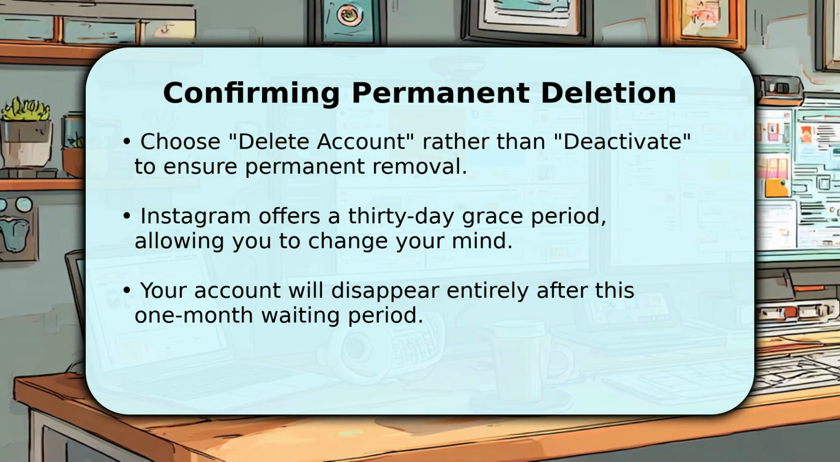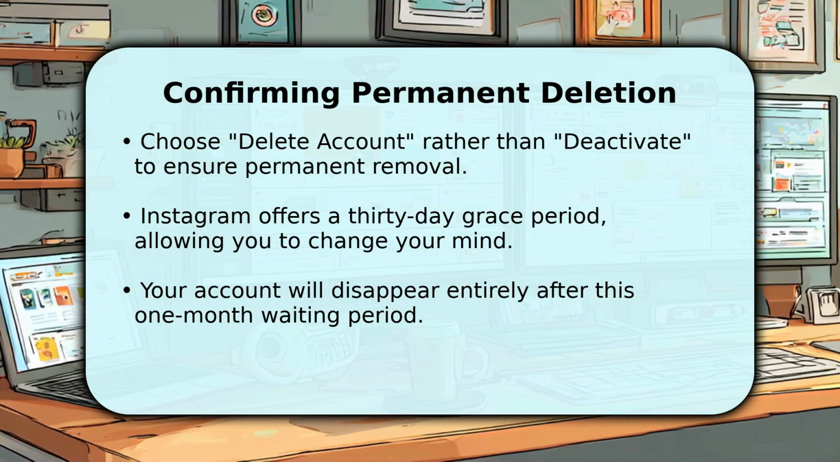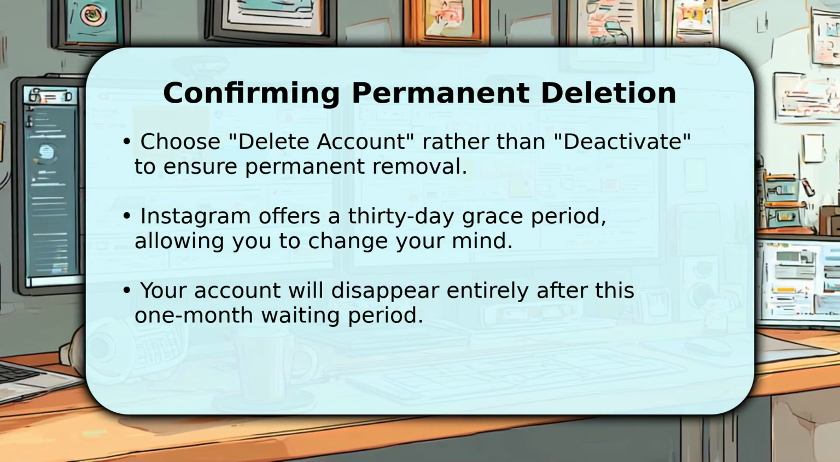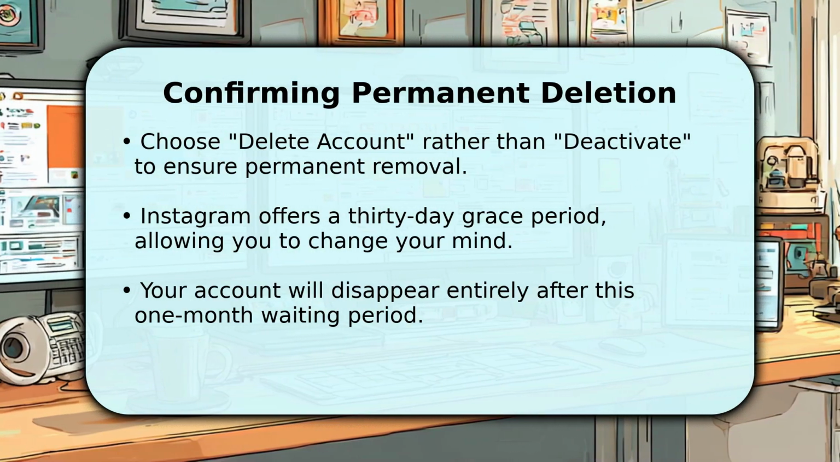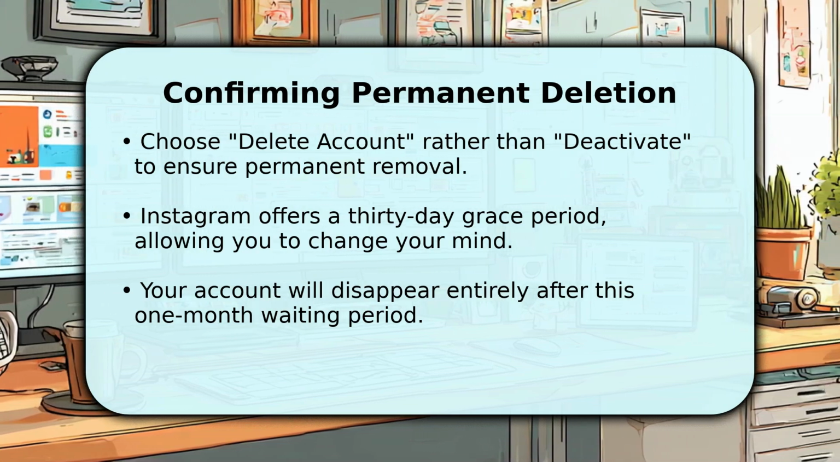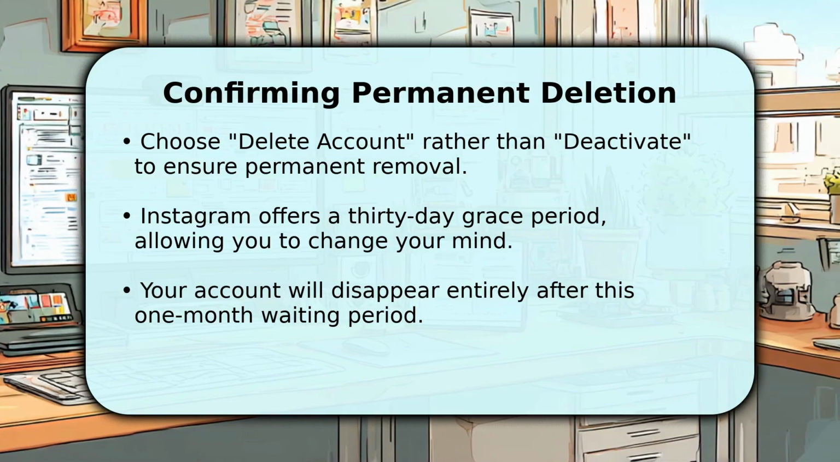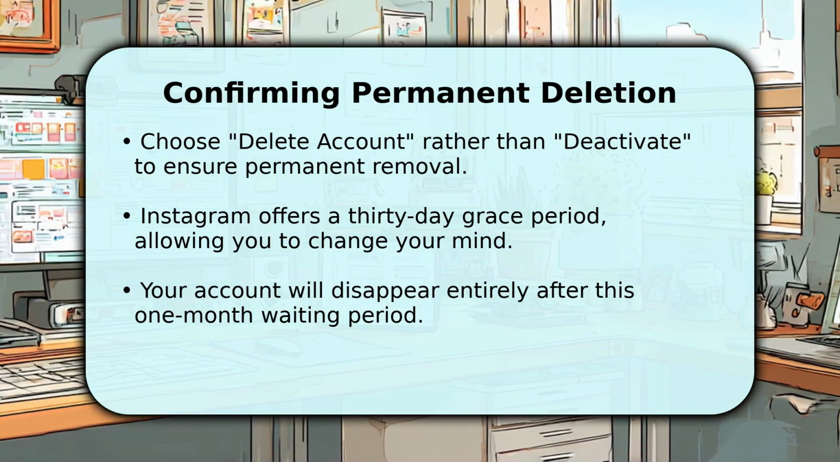Once you are on the deletion page, it is vital to select Delete Account and not just Deactivate. Deactivation is temporary, while deletion is permanent. After confirming your choice and providing a reason, Instagram initiates a 30-day grace period. During this 1-month window, you can log back in to cancel the deletion. If you do not, your account will vanish completely when the period ends.